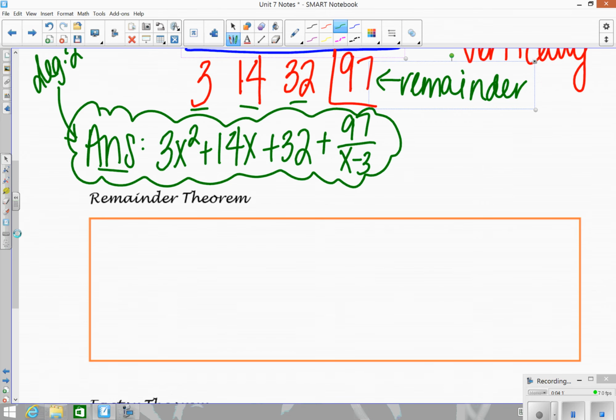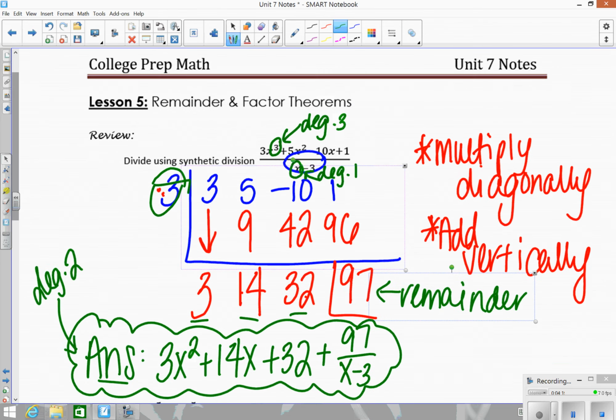If you had a polynomial that had a really high exponent, like let's say 200, you wouldn't want to go through synthetic division, because that means you would have to include all of those terms from the exponent of 200 all the way down to 0. So you can use this theorem as a shortcut to figure out what the remainder is.